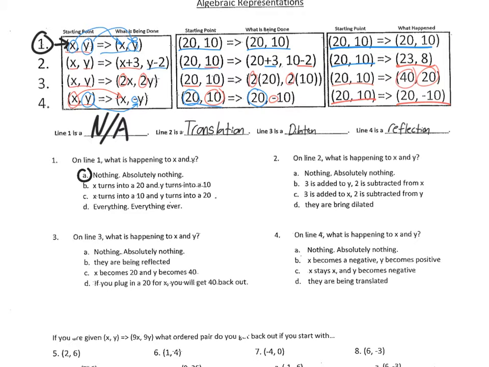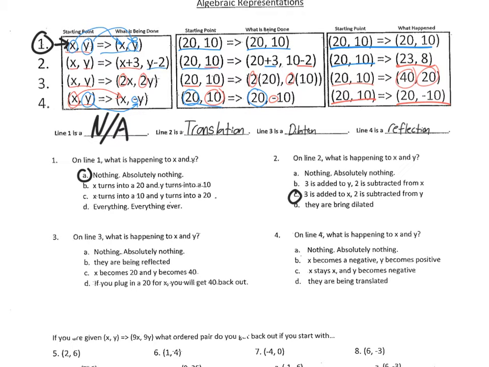Number 2 says, on line 2, what is happening to x and y? Well, what we did is we shifted it. Because we added 3 and then subtracted 2, we're adding 3 to the x, and then we are subtracting 2 from the y. So C.